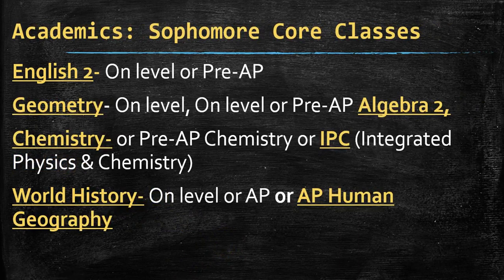Everyone takes English 2, either on level or pre-AP advanced. If you are currently in algebra at MJH, you will move into Algebra 2 as a sophomore. If you are in on-level math right now, then you will be in geometry as a sophomore. Every year I have kids say to me, I'm not sure if I'm in algebra or not. And my response to that is, if you are in algebra, you know you're in algebra. If you're not sure about algebra, like whether or not you're in it, then you're not.